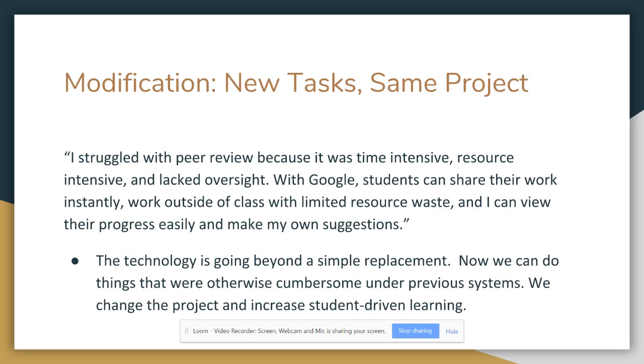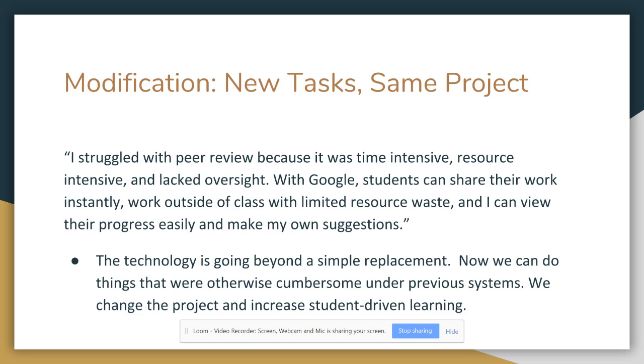The next idea is modification, and that's new tasks. So, same project. We're still writing a paper, but now we're doing things that we didn't do before because it was either too cumbersome, too time-consuming, the students weren't able to do it, the students didn't understand, we weren't able to work together, it wasn't fluid, it wasn't available to us with the software that we had.